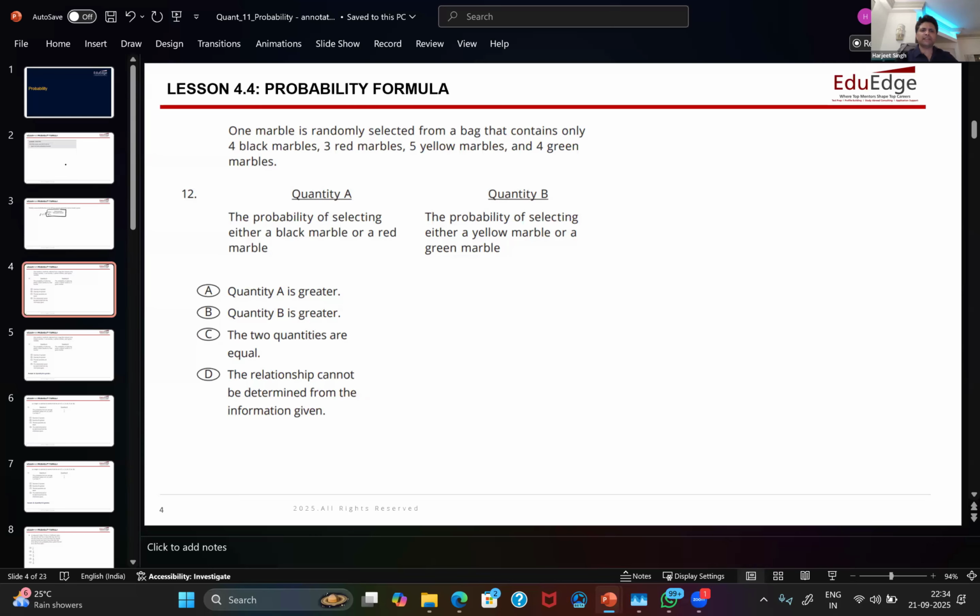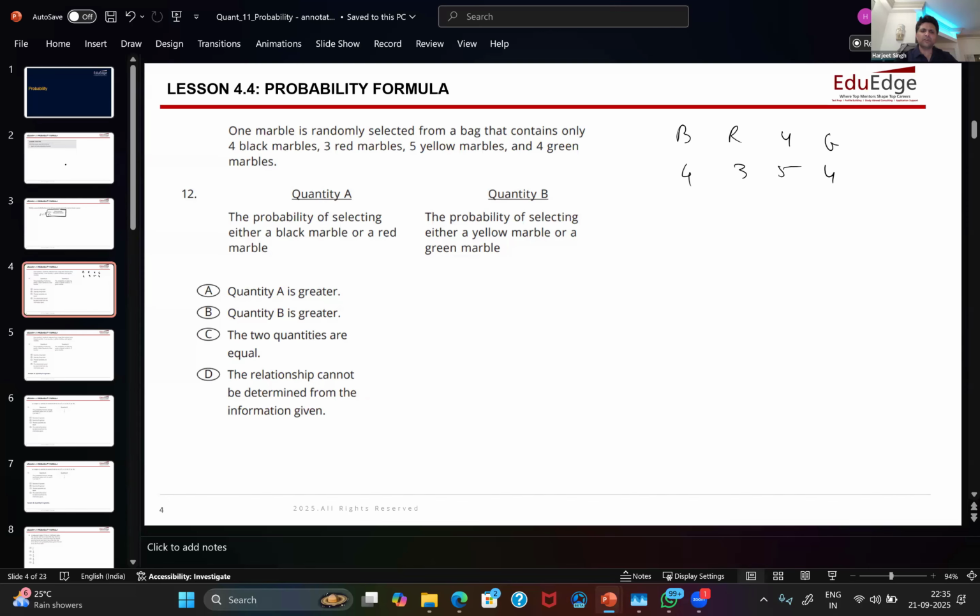Now, the setup is one marble is randomly selected from a bank that contains 4 black, 3 red, 5 yellow, and 4 green. Black, red, yellow, green: 4, 3, 5, 4. I never write the whole word. It's just wastage of time. As you can see, I'm writing just shorthands. And if B is repeated, then I write the second letter.